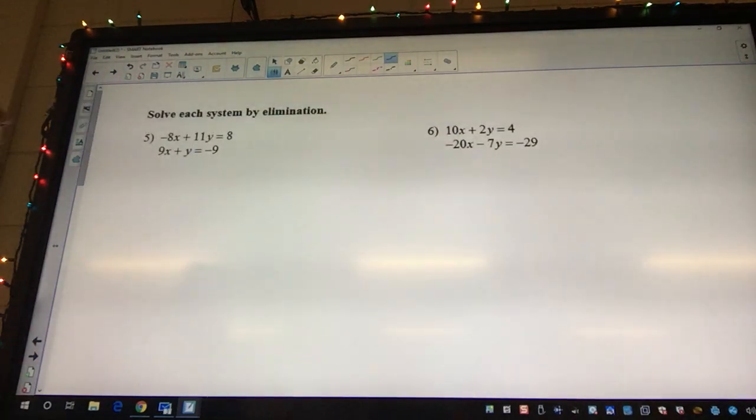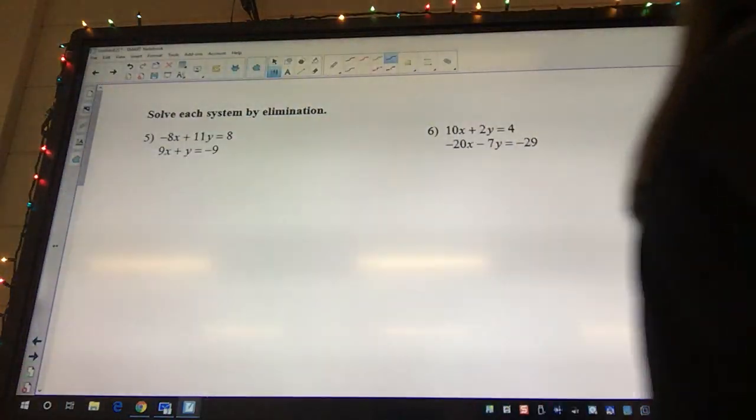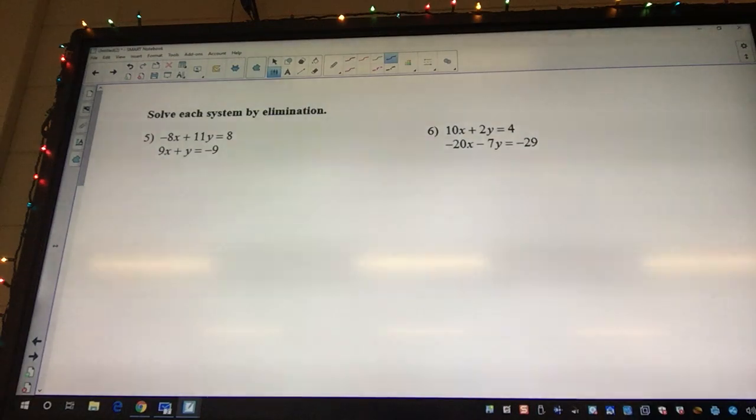Okay, the elimination. If it says solve by elimination, that means you have to solve by elimination. If it says solve by substitution, that means you have to solve by substitution. You can technically, like number 1 and 3, the ones we just did, solve them by elimination. But that's not what the instructions say. So make sure that you're doing what you're supposed to be doing.